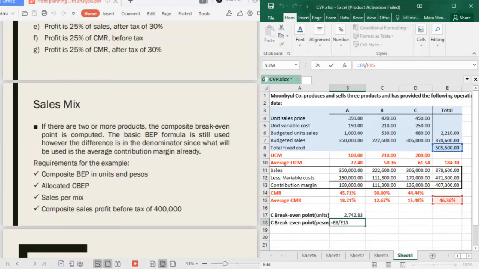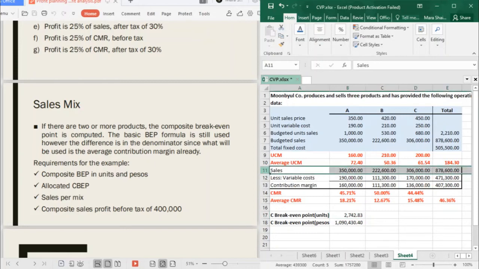Now, how do we allocate the composite break-even point? This composite break-even point that we got covers all the products. In allocating it, we again base on the sales mix ratio. So in this case, when we allocate, let's add another.